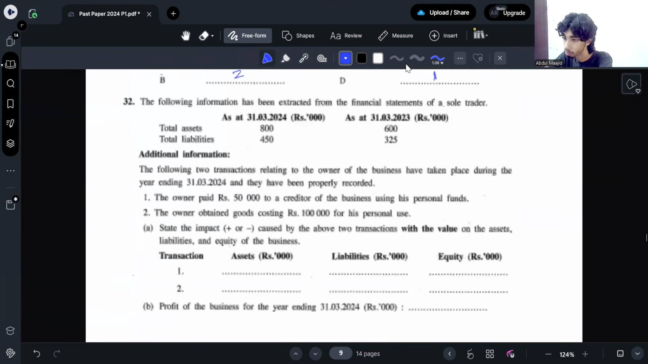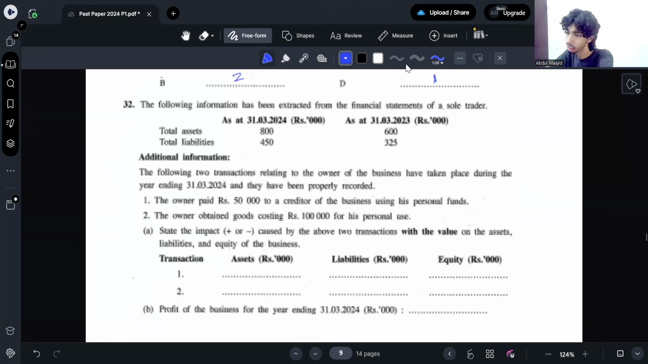32. They have given some opening and closing assets and liabilities. The following transactions relating to the owner of the business have taken place during the year and they have been properly recorded. First of all, A part, state the impact of the above two transactions with value. The owner paid 50,000 to a creditor of the business using his personal fund. When the owner pays something of the business from his personal money, that's additional capital. Therefore, equity will be plus 50. Here he is paying a creditor, therefore liability will be minus 50.